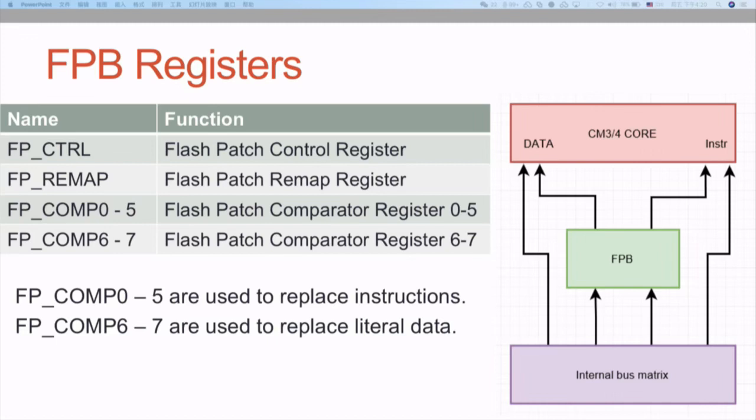The FPB has 2 functions. One is hardware breakpoint. It can generate a breakpoint event to the processor to invoke debug modes such as halt or debug monitor. The other is to patch instruction or literal data from code memory space to SRAM. And it has 6 instruction comparators and 2 literal comparators.